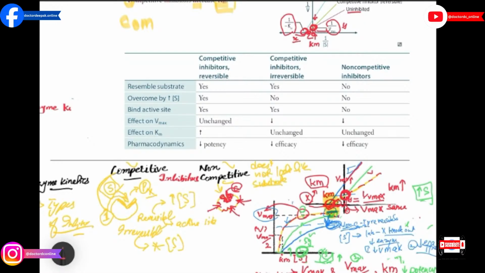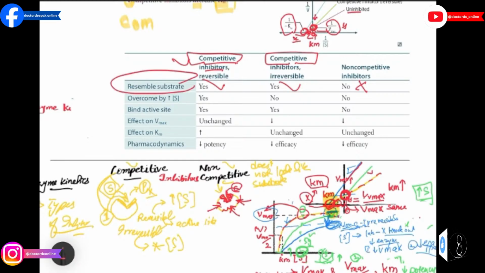You guys know the competitive inhibitors resemble the substrate, but non-competitive inhibitors don't resemble it. Competitive inhibitors, whether reversible or irreversible, will resemble the substrate. And second, they can be knocked out by an increasing concentration of substrate.